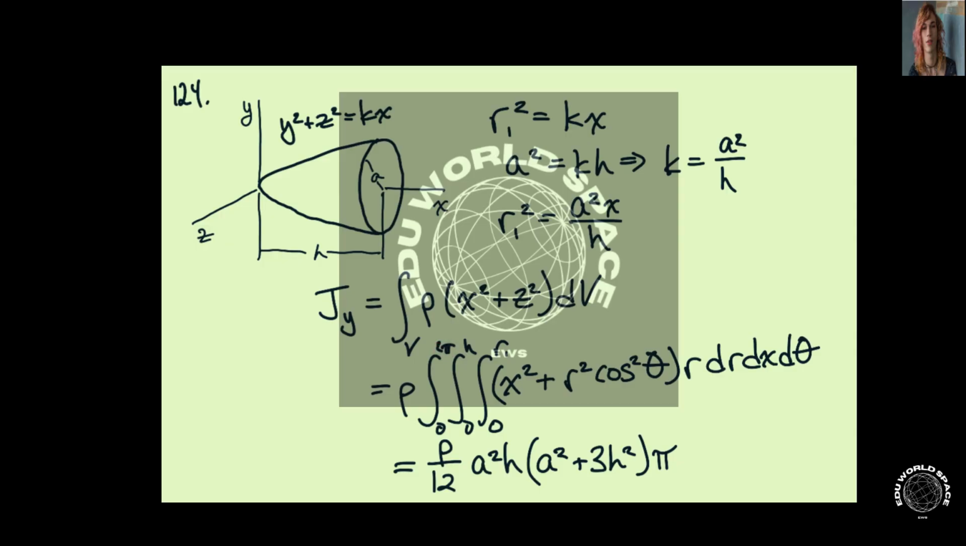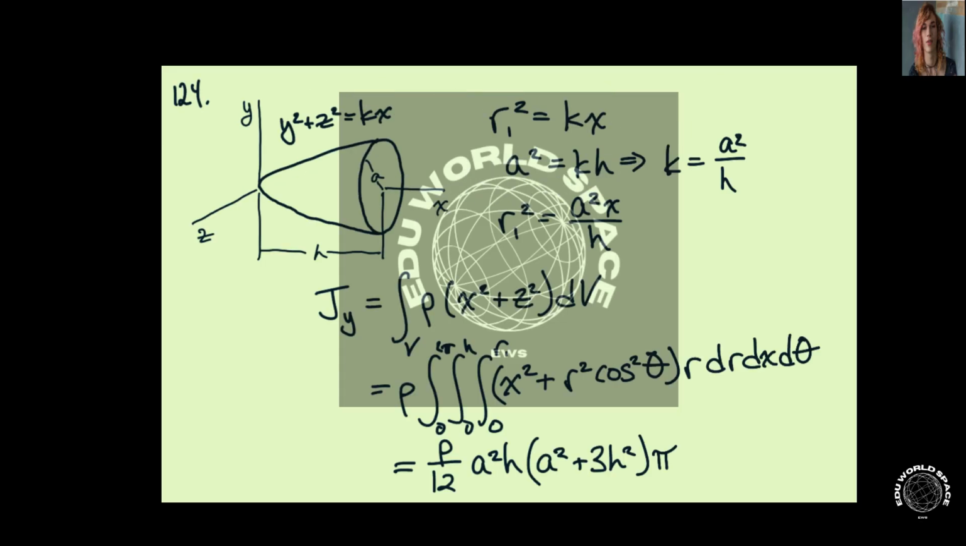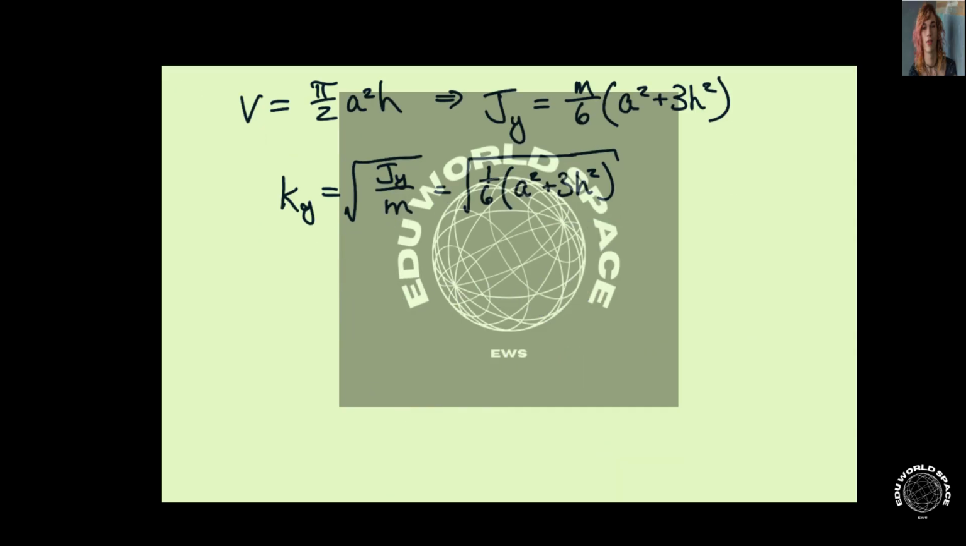We can then crank through all of the calculus here, and after a while we get that this becomes rho over 12 a squared h times the quantity a squared plus 3h squared, all times pi. Now we can calculate the volume by substituting in just 1. The volume of this thing turns out to be pi over 2 a squared times h. And so the density is just the mass over the volume. So if we substitute back, we get that the mass moment about the y-axis is m over 6 times a squared plus 3h squared.